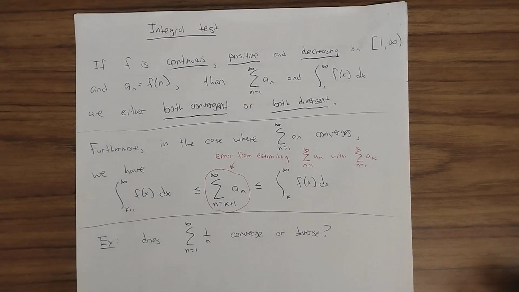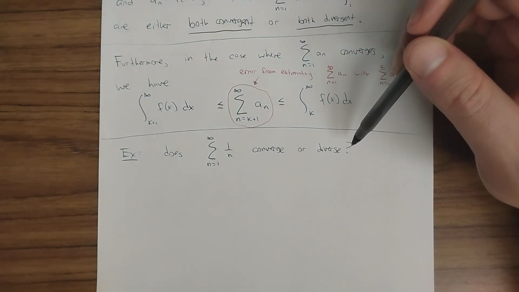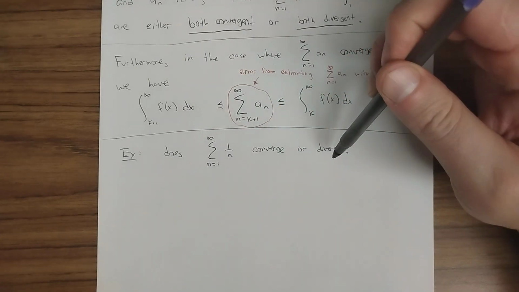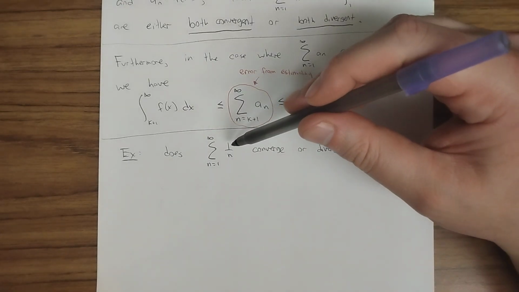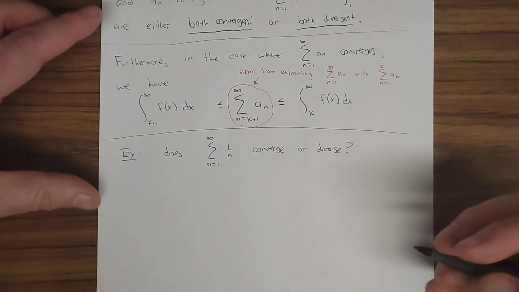Okay, so let's use this for something. So here's a question. You're going to be really familiar with the answer to this question by the end, but maybe we haven't seen this before. So does this series converge or diverge? And it's just 1 over n.